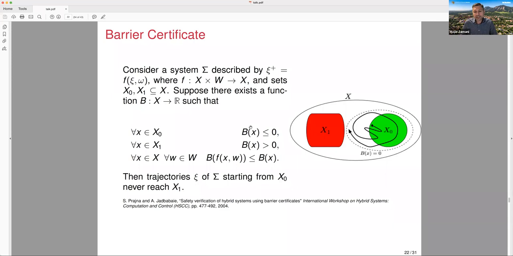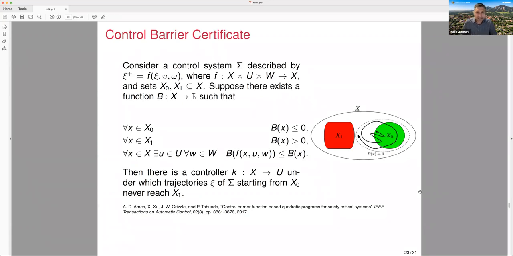If I'm able to find a function B for which in the green region, B has to be less than or equal to 0, in the red region, B has to be positive, and along the dynamics, B is non-increasing, then we have a guarantee that if my physical system starts anywhere inside the green region, as time elapses, the physical trajectory of the system never reaches the red region. See, without discretizing the state, by just finding this function, we are able to provide this mathematical guarantee that the system will not enter the bad region. And for the record, this paper, which introduced this idea for the first time in 2004, this year got the Test of Time Award during CPS week.